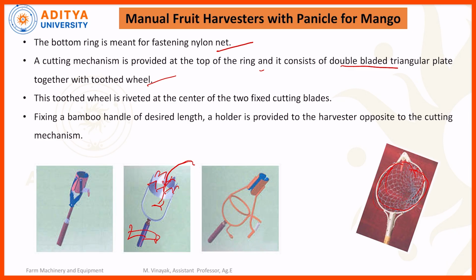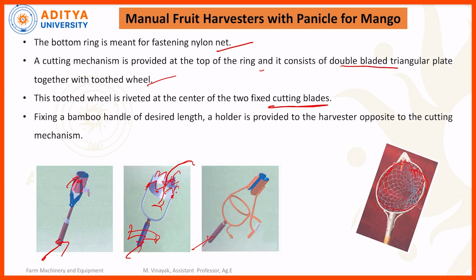This toothed wheel is riveted at the center of the two fixed cutting blades. By using the riveted corners, we can fix one side blade to this one and the other side blade to this one. So here we can observe the two riveted blades meeting in one plane. Fixing a bamboo handle of the desired length, hold it on the harvester opposite to the cutting mechanism. So here we can provide the bamboo handle to reach this mechanism towards the fruits. This is a fruit harvesting tool which was used in traditional methods.